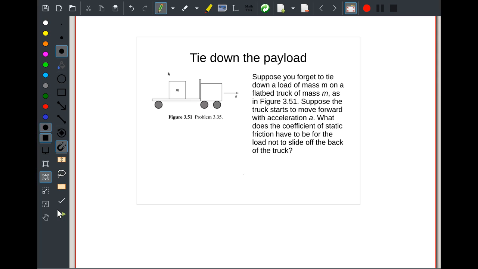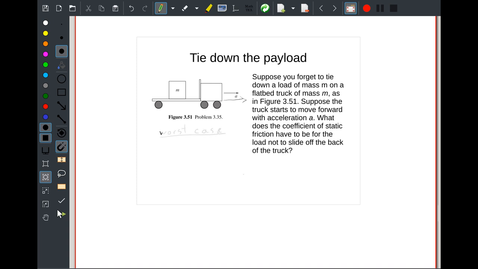In this example, we're going to look at what happens if you don't tie down a payload in a truck. So here the truck is going to hit the gas and accelerate this way, and we'll look at what happens to this block M as it starts to possibly slide off the truck like this. So I want to look at in this problem 335, it's just asking for what is the static coefficient of friction, what does it have to be for it to not slide off the back.